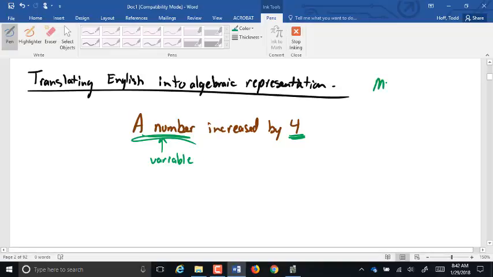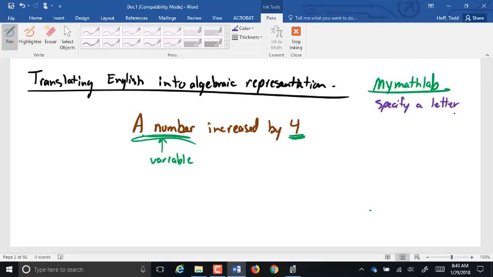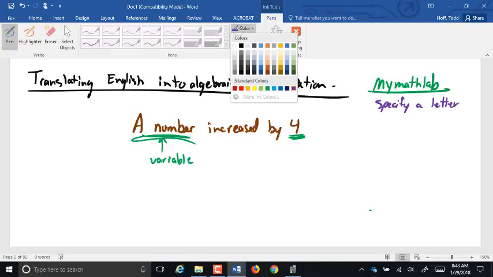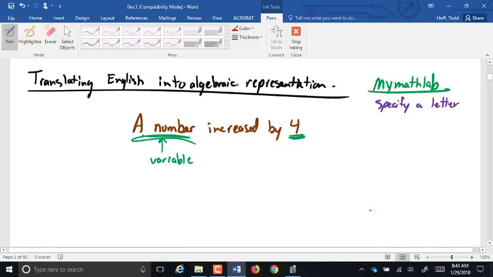Now, a side note, when you're working in my math lab, be very careful, because somewhere in the problem, it will specify a letter to use. So it'll give you the phrase, and then in parentheses, it might say, use W to represent the unknown value. So anyway, here, we're going to use just the variable x to represent that unknown number.